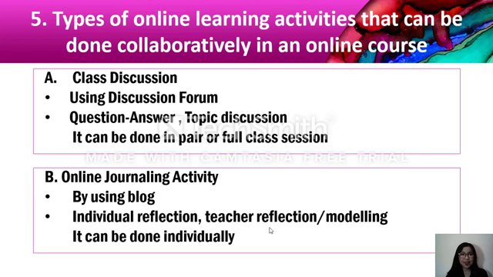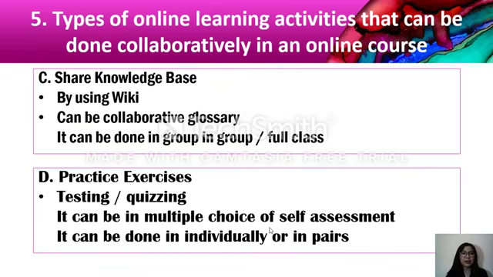The first is a class discussion. The technological tool for doing class discussion is called a discussion forum, which is available in most online learning platforms. It can be done by giving questions and answers and also giving topics for discussion, and the students can do it in pairs or as a full class session. The next is the online journaling activity. The technological tool that can be chosen is a blog. This is an individual reflection or teacher reflection in the modeling, and this journaling activity can be done individually by the students.